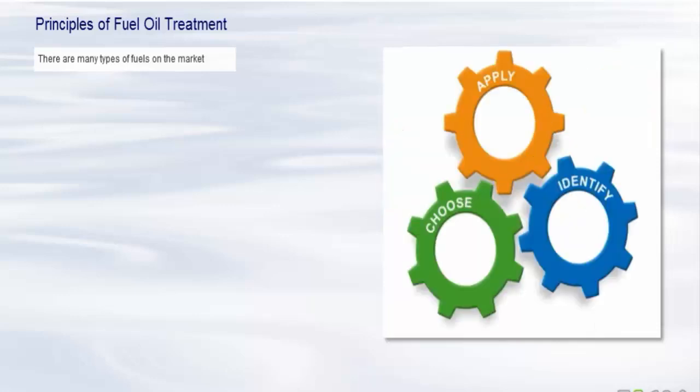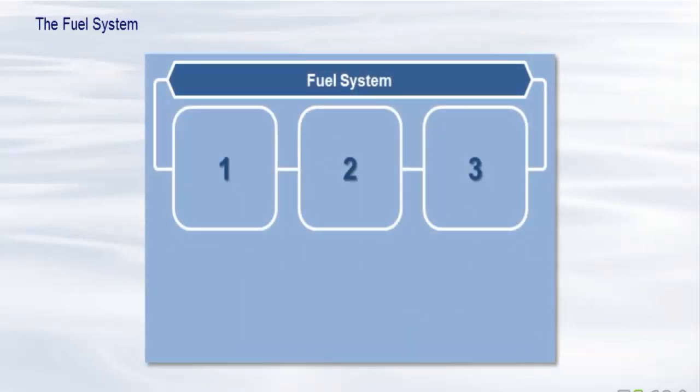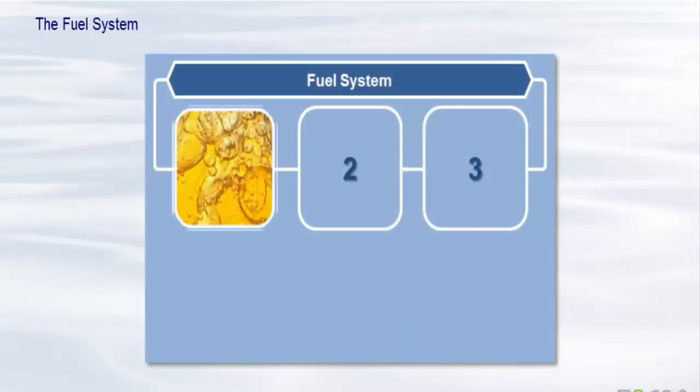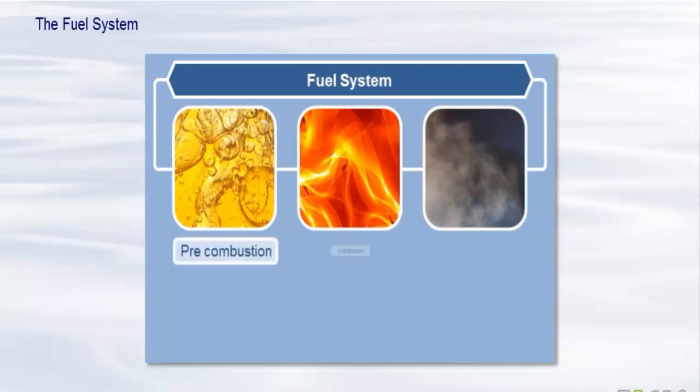Successful treatment of the problem will depend on all three factors: identifying the issue, choosing the correct solution, and applying it so it can perform in the optimum way. The fuel system on a vessel is made up of three main parts: the fuel delivery side, the combustion side, and the exhaust side. In fuel treatment terms, we call these pre-combustion, combustion, and post-combustion.